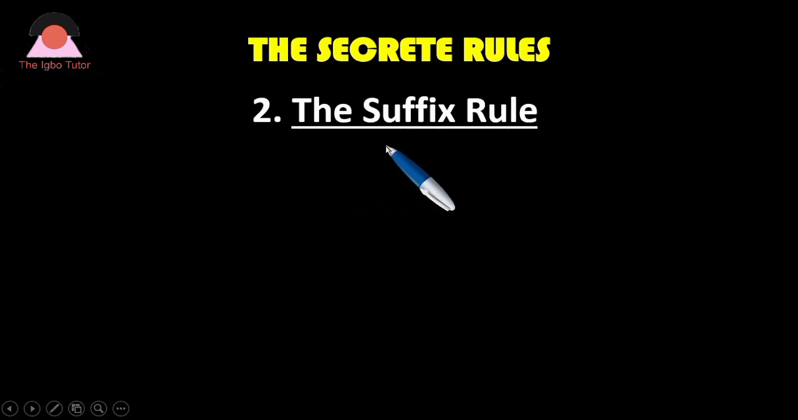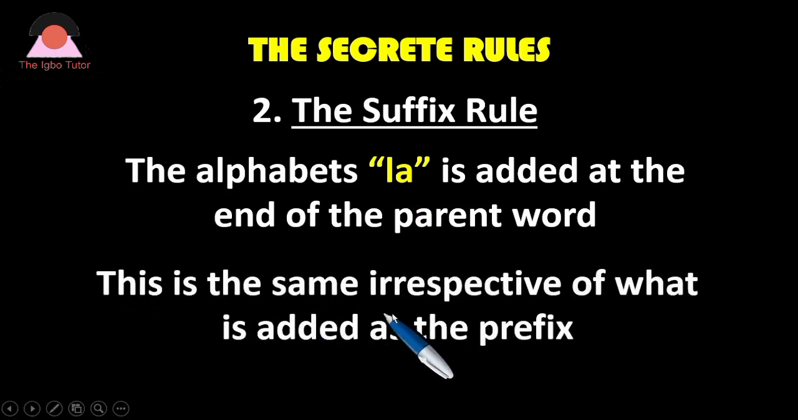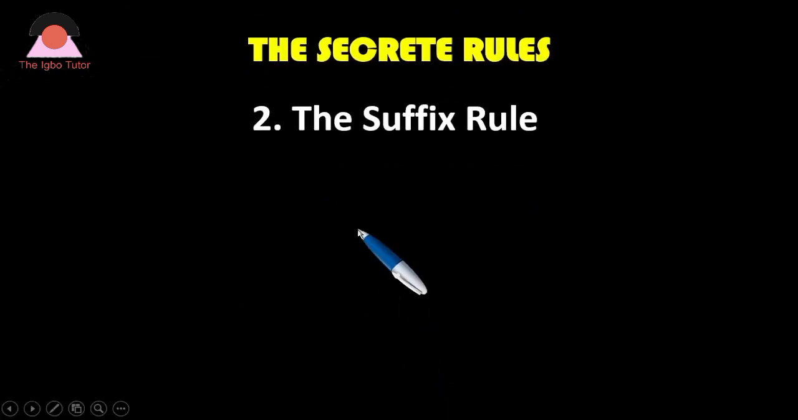Second rule, the suffix rule. What does this rule say? It says that the syllable La is added at the end of the parent word. So when you write the parent word and add the prefix, at the end of it you put LA. Some will use NA, but generally we use La in the Central Igbo. This is the same, irrespective of what is added as a prefix. Whether you use A or E as a prefix, whatever you use, at the end, it must end with La, to make it a negative statement or instruction.